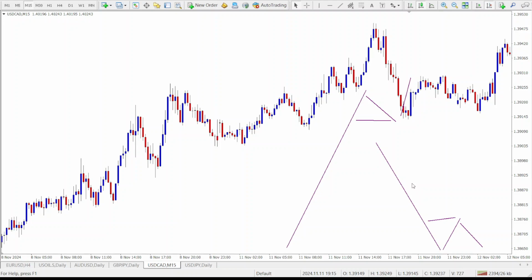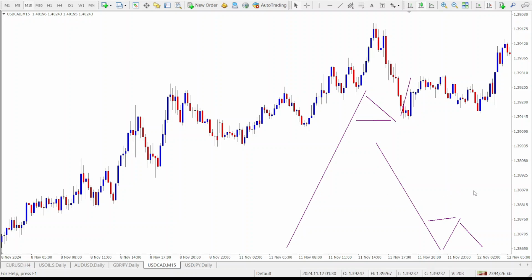Pennants are great for scalping because they indicate that the price is pausing briefly before continuing its previous move. As with flags, you would want to enter the market after the breakout and follow the original trend direction. Now that we understand the most common scalping chart patterns, let's discuss how to use them effectively. The key to success with scalping chart patterns is confirmation. It's important to wait for a breakout or a clear signal before entering a trade.